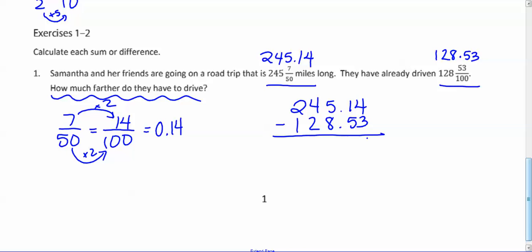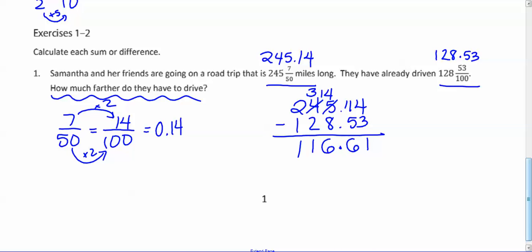4 minus 3 is 1. 1 minus 5, can't do it, got to borrow from this guy. 11 minus 5 is 6. Bring down your decimal point. 4 minus 8 can't happen, you got to borrow. That'll become 14. 14 minus 8 is 6. 3 minus 2 is 1. 2 minus 1 is 1.